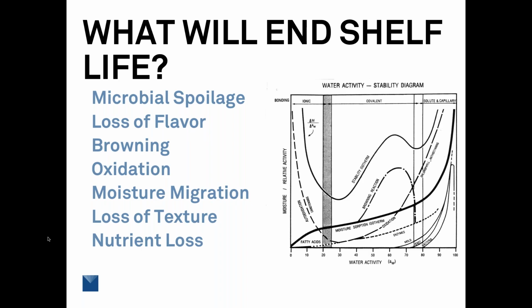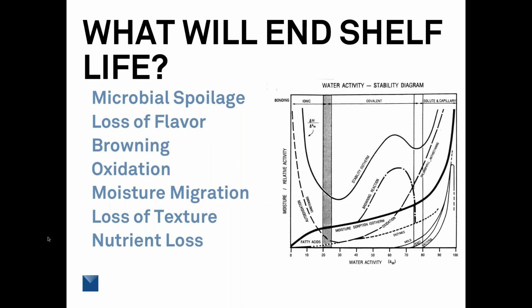It could be loss of texture. Many, especially low moisture foods, have an expected texture associated with them, and when that texture changes, they become undesirable to the consumer. It could be nutrient loss, especially where you're trying to offer a high nutrient, high vitamin type of product, and then while your product sits on the shelf, those nutrients deteriorate and are lost, so that when the consumer actually uses the product, the nutrient content is no longer there and is not delivered to the consumer.